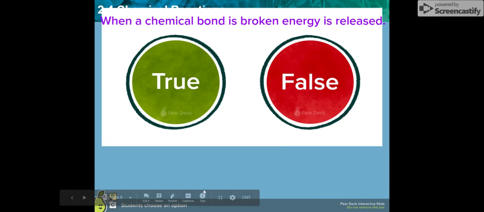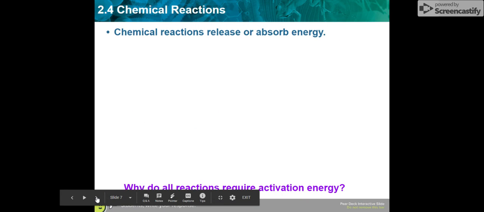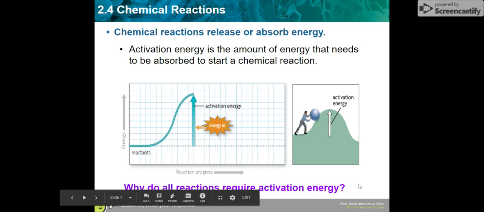So true or false, when a chemical bond is broken, energy is released. That is false. When a chemical bond is formed, energy is released. It always takes energy to break a bond. We have to add energy. True or false, a reactant is formed during a chemical reaction. That is false. A product is formed during a chemical reaction.